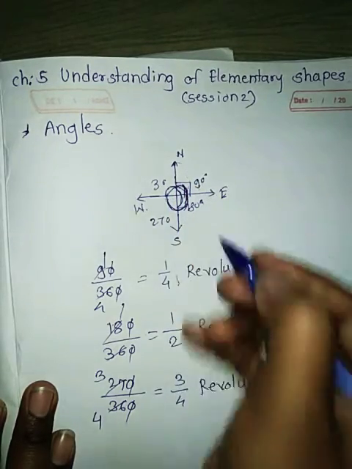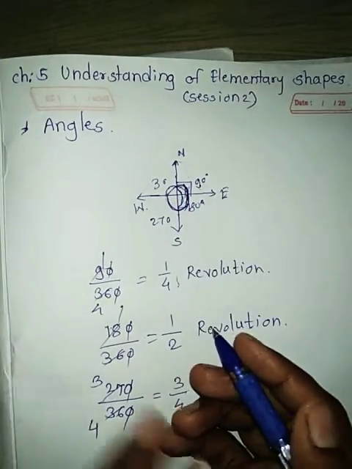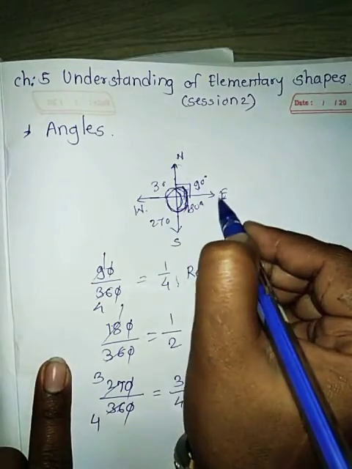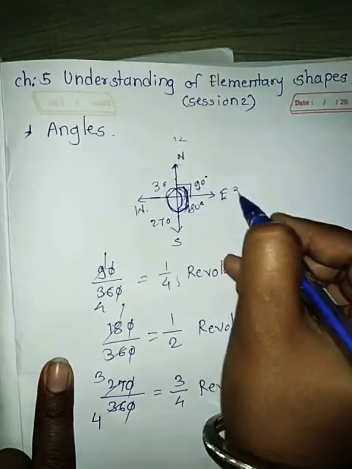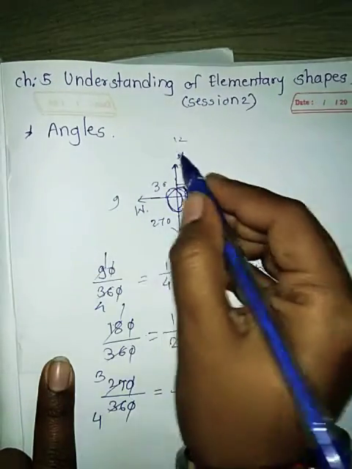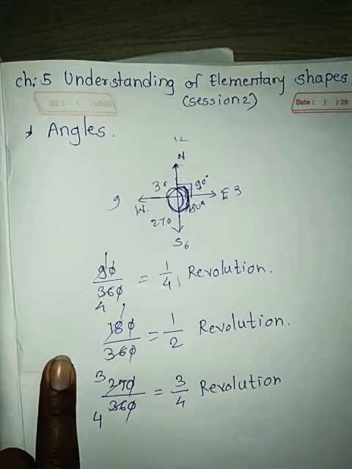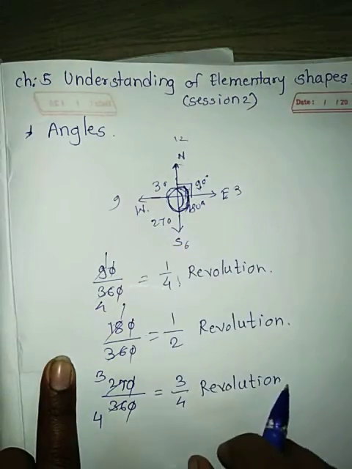See, we are going in the clockwise direction. Clockwise and anti-clockwise, you know, no? From 12 to 1 it is clockwise. Suppose this is 12, this is 3, this is 6 and this is 9. Then 12 to 3 is clockwise and 12 to 9 is anti-clockwise.